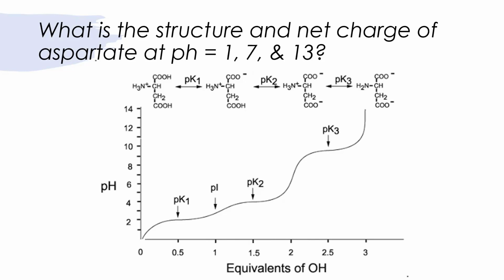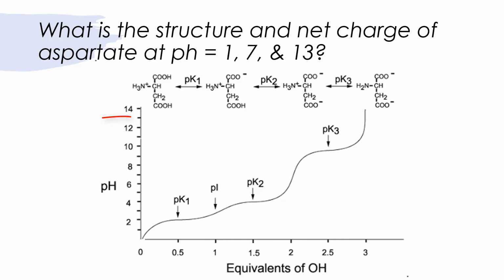Thus, the net charge would be +1 because the amine group carries a +1 charge, but the carboxyl and R groups are neutral. At pH 7, the carboxyl and R groups would be deprotonated because the pH of the solution is higher than the pKs of both of these groups. Thus, the carboxyl group and R group each carry a -1 charge for a total of -2. The amine group is still protonated, however, because the pH is still lower than the pK for the amine group. Thus, the amine group carries a charge of +1. The net charge at pH equal to 7 is -2 + 1, or -1.